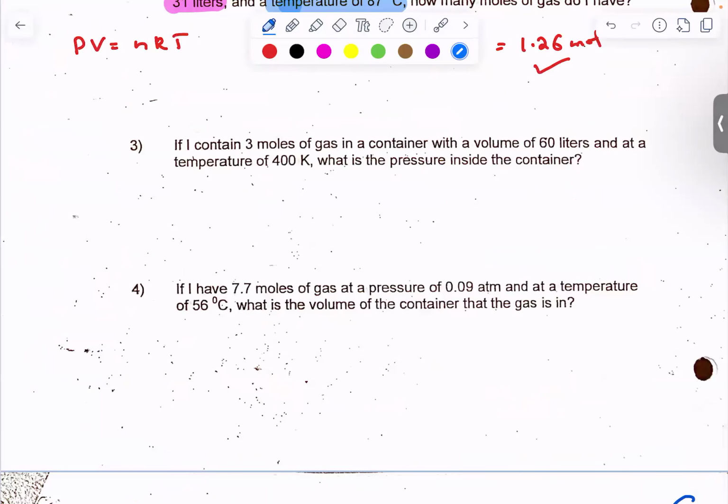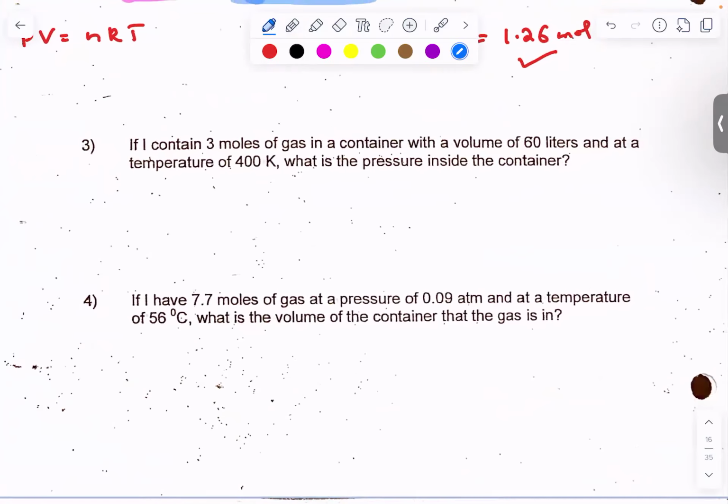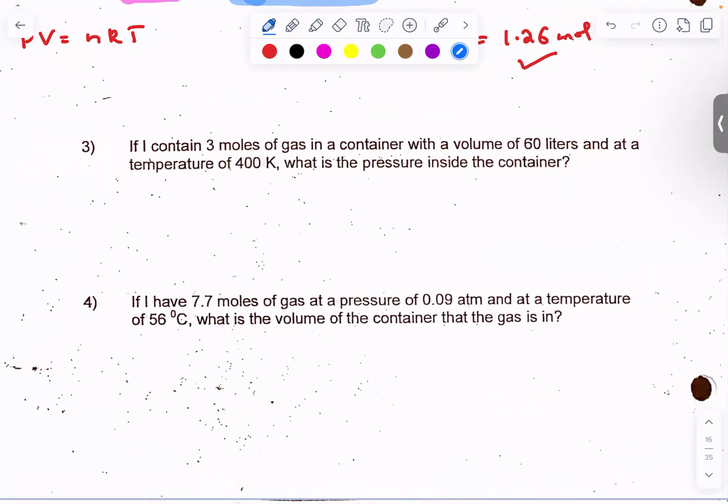All right. Now we will do the next question the same way, right? So if I contain 3 moles of gas in a container with a volume of 60 liters and at a temperature of 400 Kelvin, what is the pressure inside the container? So I'm going to highlight 3 moles correct, 60 liters correct. Temperature is already given in Kelvin, so there is no need to change anything. So what would be the formula, Soumya? PV equals nRT. And then we need to calculate what? Pressure. So pressure equals nRT over volume.